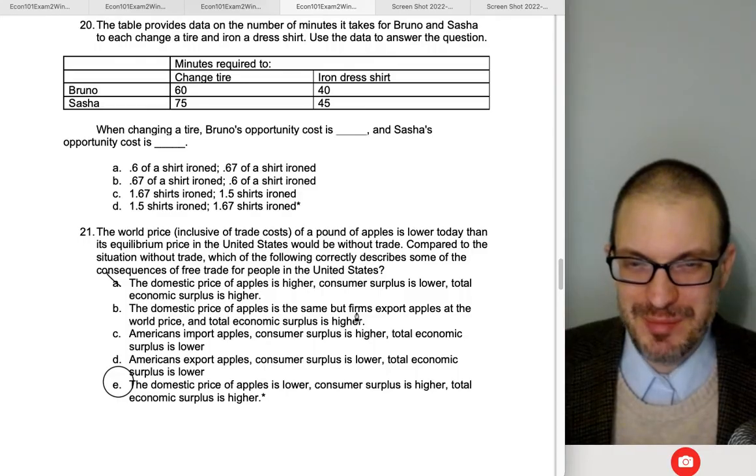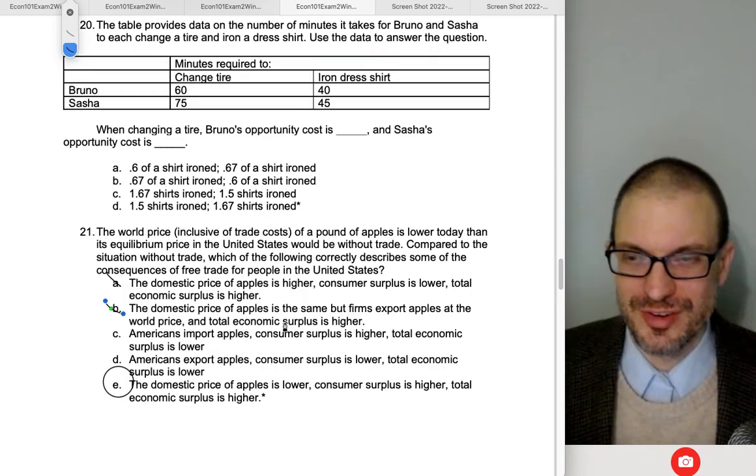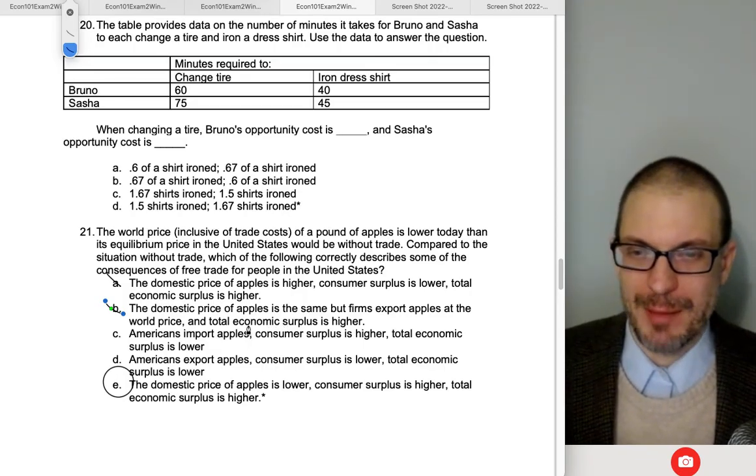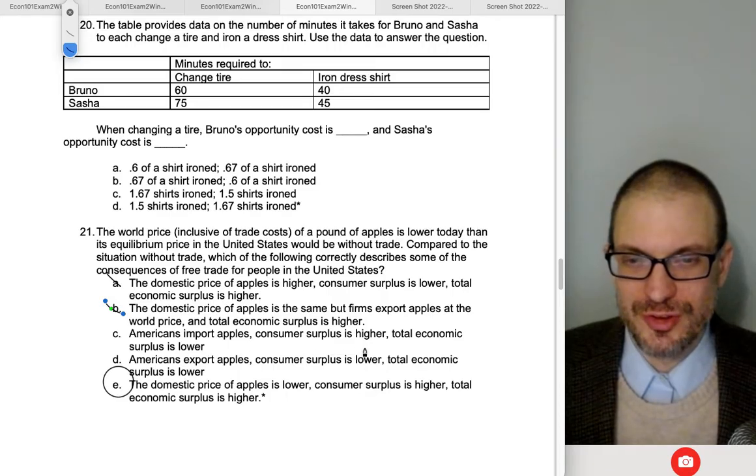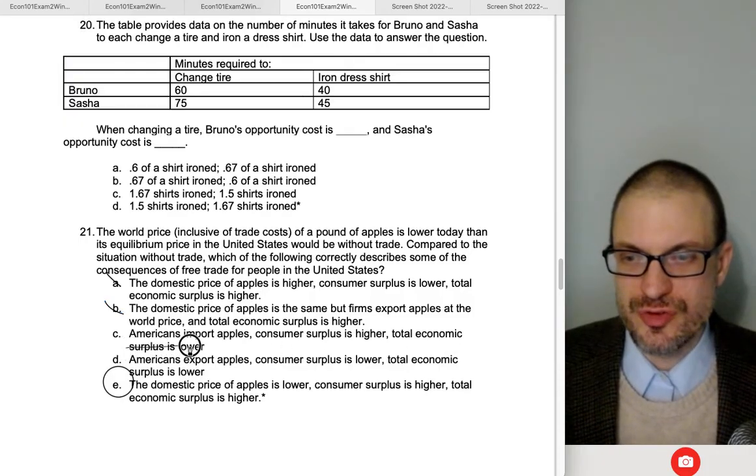Domestic price is the same, but firms export apples. That's silly. There's no incentive to send the apples out of the economy if the price is the same. Americans import apples. Consumer surplus is higher. Okay. Total economic surplus is lower. No. This is a free trade situation, so it can't be this. We want consumer surplus to rise, but economic surplus to rise too.